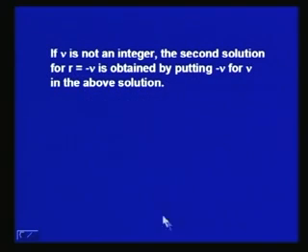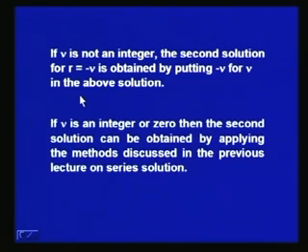Now, if nu is not an integer, the second solution for r equal to minus nu is obtained by putting minus nu for nu in the above solution. However, if nu is an integer, then the second solution will have to be obtained by the methods which we have discussed in the previous lecture on series solution.